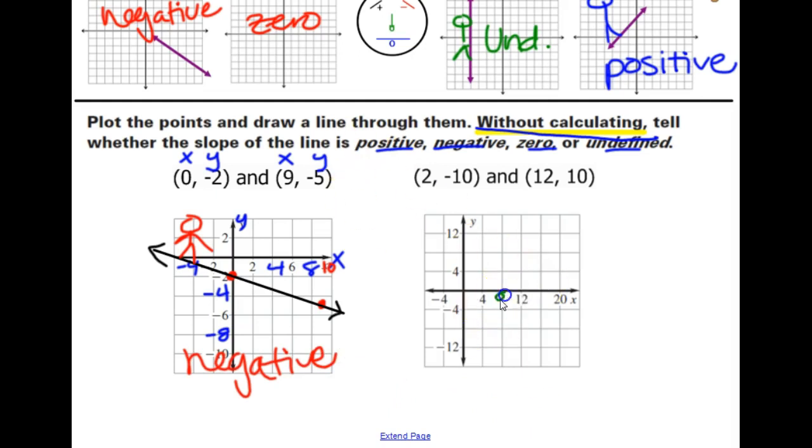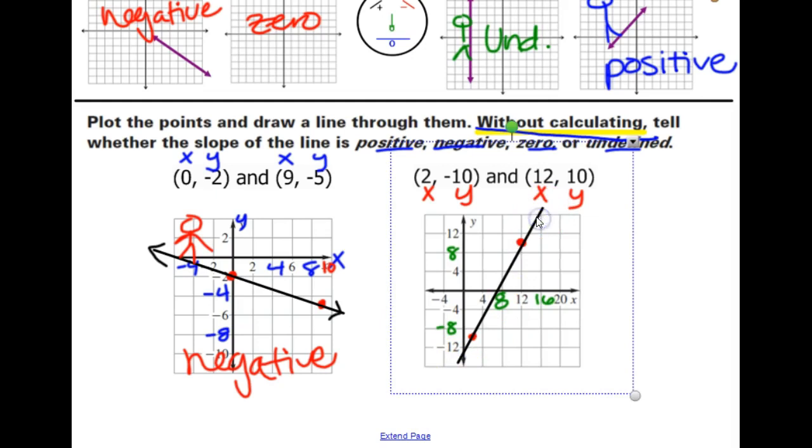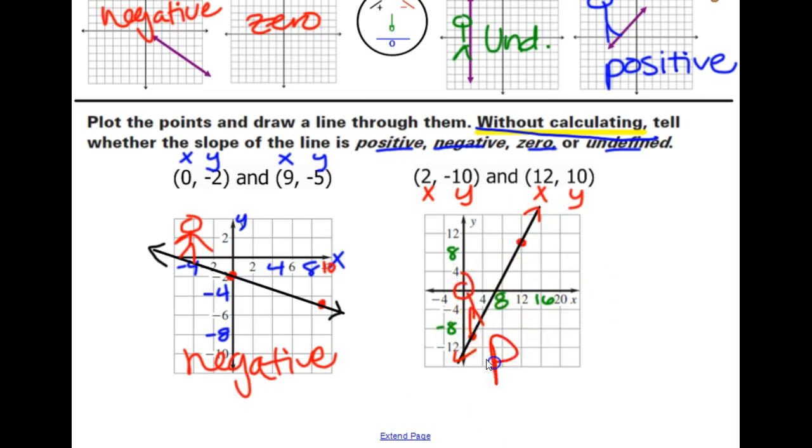Our next one, this one goes by 4s, 4, 8, 12, 16. So if we plot these points, x and then y, x is 2, 2 to the right, and negative 10 would be down 10, right there. Then we have 12, 10, x is 12, 12 to the right. Positive 10 would be up 10. So putting our line through those 2 points, there we go. A little better. What kind of slope is this one? Well, our slope man walking from left to right would be walking uphill, so this is a positive slope.